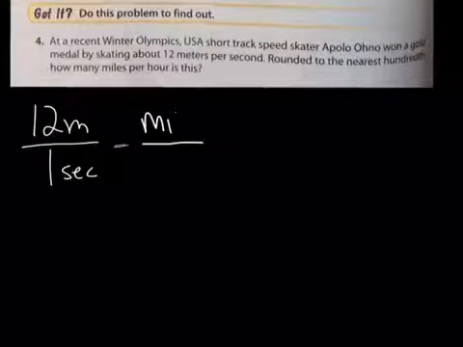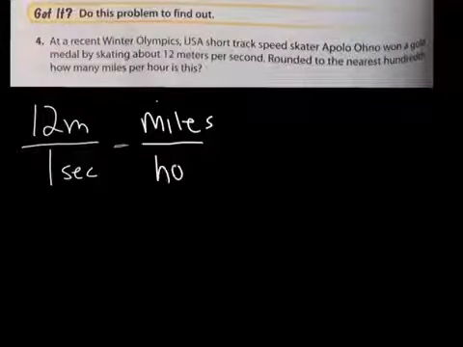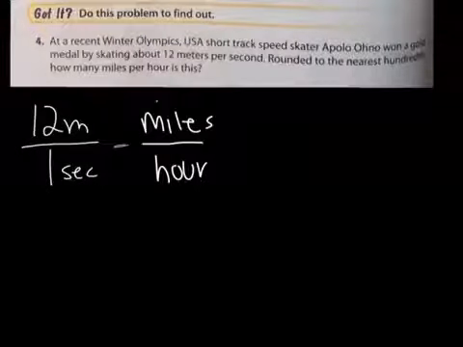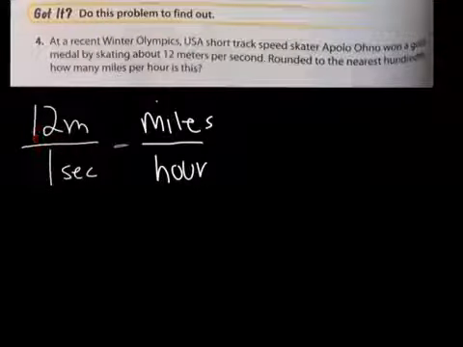We're looking for miles on the top, and on the bottom, we're looking for hours. I can also see how many meters. If I do 12 meters in 1 second, how many meters am I actually doing in an hour? Well, we have to figure out how many seconds are in an hour, right? Because for every second, I'm doing 12 meters. So, how many seconds are in an hour?